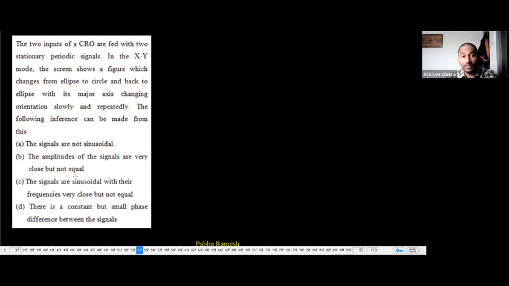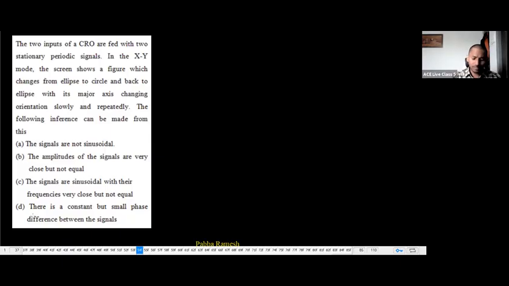The amplitudes of the signals are very close but not equal. I told you in the earlier class, and a few students also asked, sir, what is the magnitude? It will be the same definitely. So wrong. The signals are sinusoidal with their frequencies very close but not equal. No way. Our topic is generally constant frequency only. The ellipse to circle, circle to ellipse is possible with constant frequency. If the frequencies change, different patterns are possible, but ellipse, circle, straight line, etc. are for constant frequency. Therefore, wrong.